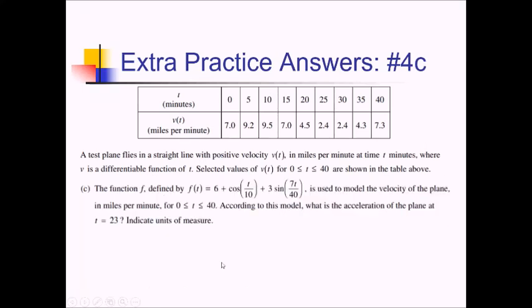For this next part of the problem, we have a function f defined as this crazy trigonometric monstrosity, and this is used to model the velocity of the plane from 0 to 40. Okay, so according to this model, what is the acceleration of our plane at time 23? So to find acceleration, since the velocity is given by f, we just need to do f prime of 23, and that'll give us the acceleration.